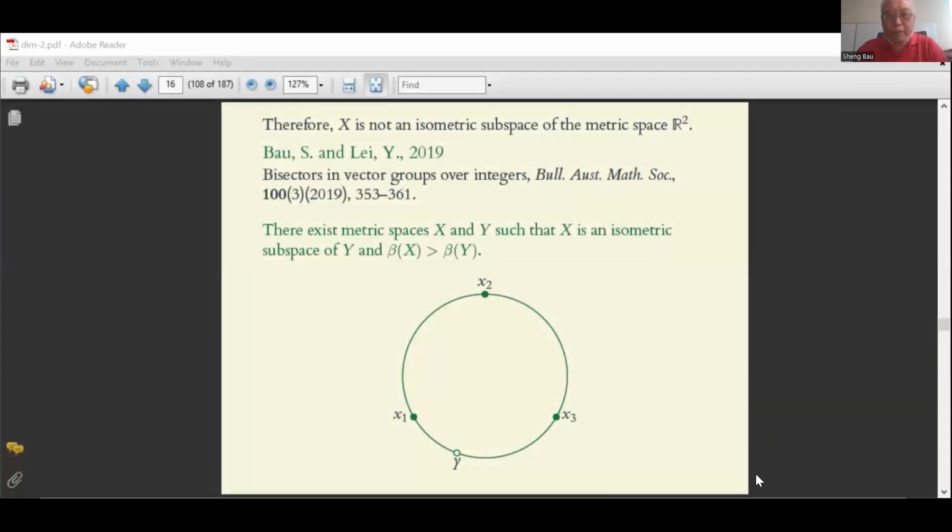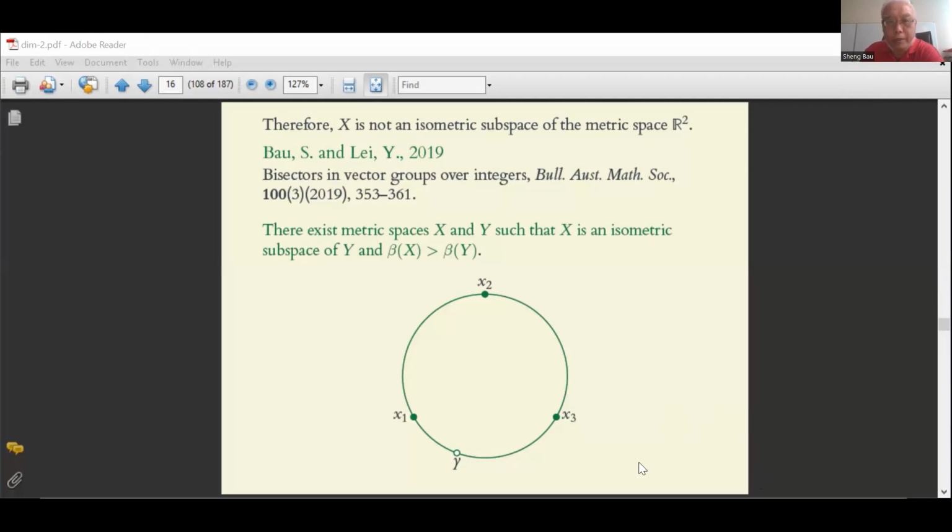I think we stopped at producing an isometric subspace of a metric space which has larger metric dimension. And this example is known to many people.